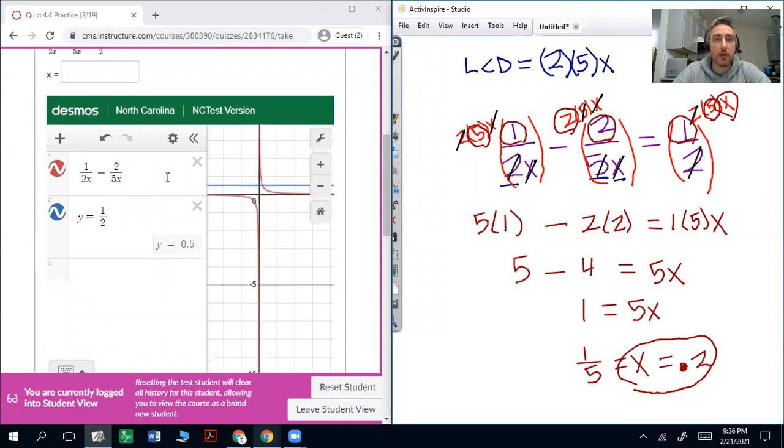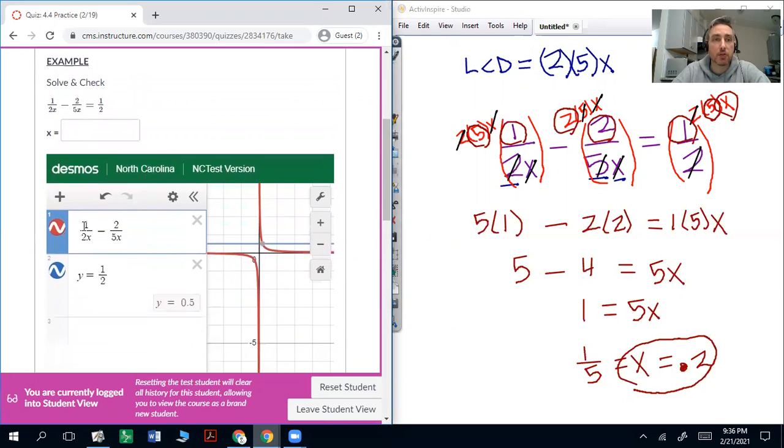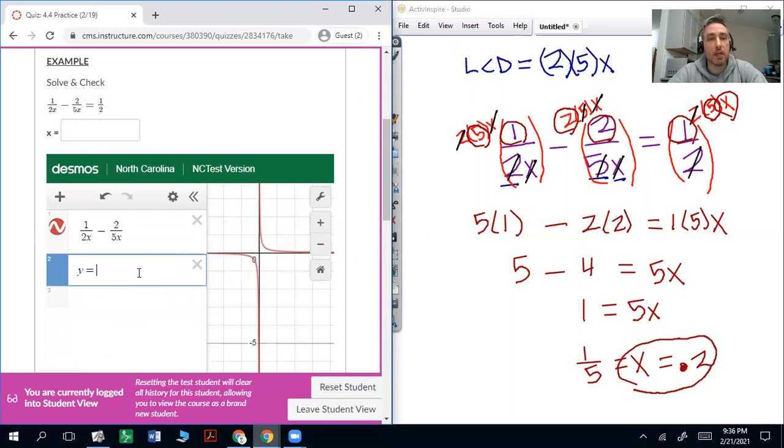Graphically, you can do the following. You can enter the left side of your equation into Desmos: 1 over 2x minus 2 over 5x. I'll type that out for you so you can see how that's modeled. 1/2x. Then you do the right arrow, minus 2/5x. And then when you have a number, you've got to put a y equals in front of it. So you do y equals 1 over 2. Otherwise, if you just put 1 over 2, it won't graph anything. So make sure you put a y equals if it's just a number.